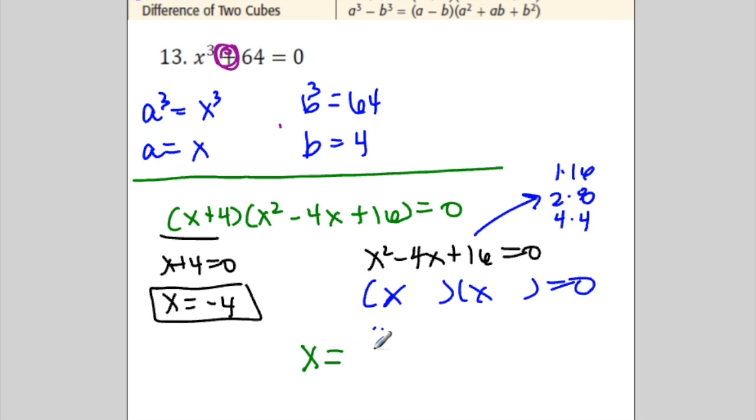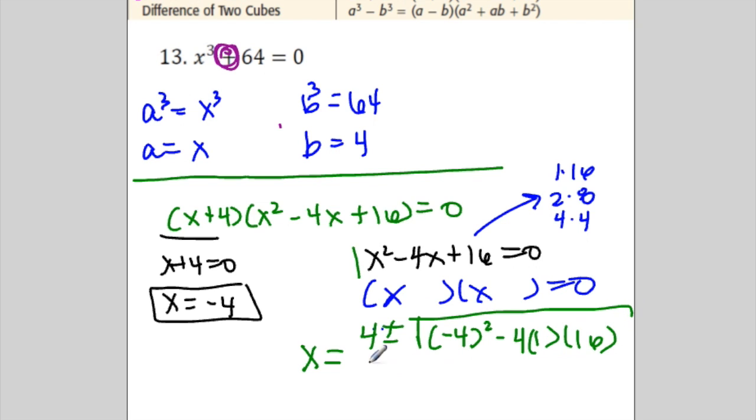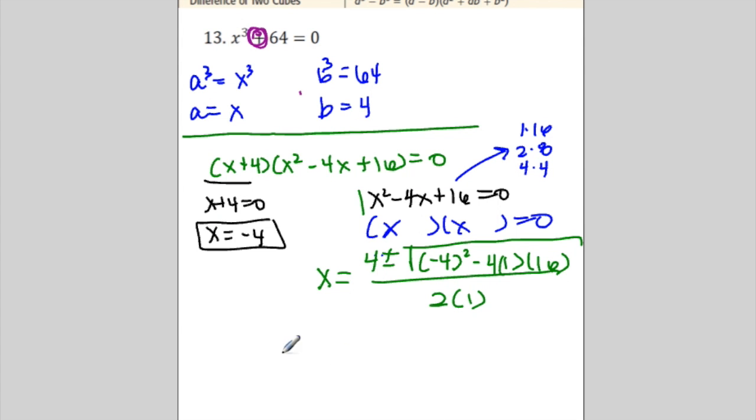So x equals negative b. So the opposite of b, which is currently negative 4, so the opposite is positive 4. 4 plus or minus the square root, b squared, so negative 4 squared, minus 4 times my a times my c, all over 2 times a, so 2 times 1. Simplifying, I get 4 plus or minus, if I do this part, I get negative 48 all over 2.